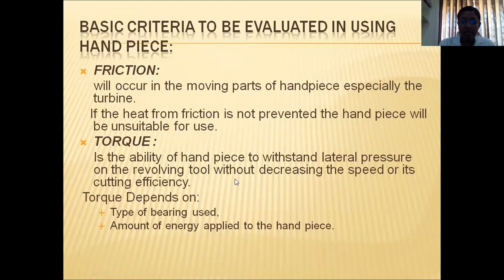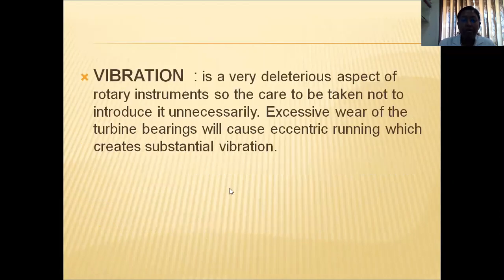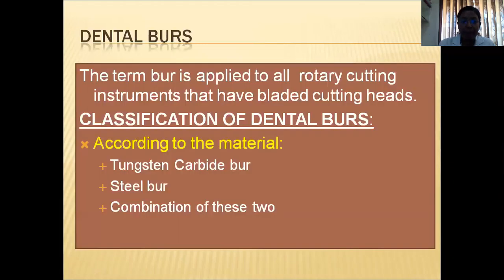Another important viva question is about torque. Torque is the ability of the handpiece to withstand lateral pressure on the revolving tool without decreasing the speed or the cutting efficiency. The torque depends upon the type of bearing used and the amount of energy applied to the handpiece. Coming to vibration, vibrations are a deleterious part of rotary instruments, hence unnecessary vibration must be avoided in order to avoid excessive wear of the turbine bearings.